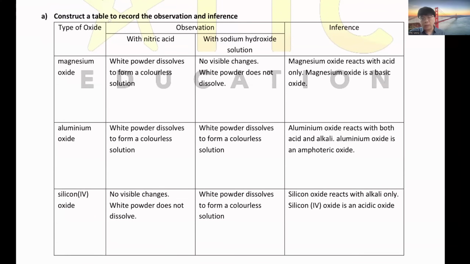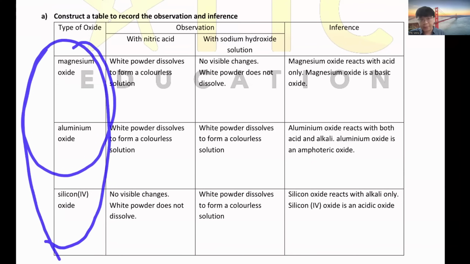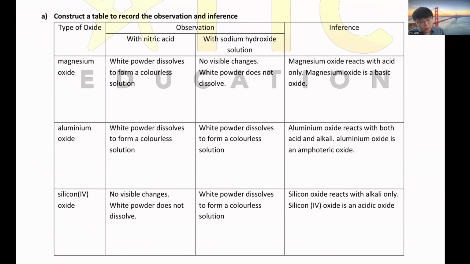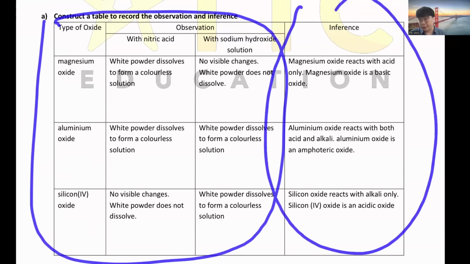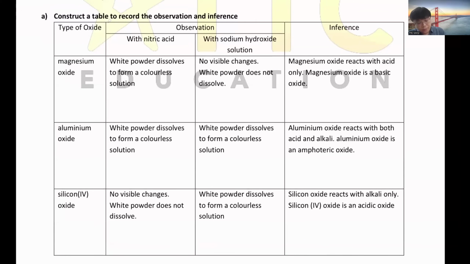Based on the question, there might be 2 chemicals or 3 chemicals given to you. Okay, so we discuss 3 chemicals. You have to refer to the question. If they ask for observation only, construct the table up to here. If they ask for inference, add this one as well. Nitric acid is an acid, sodium hydroxide is an alkali. Magnesium oxide is dissolved in one, and insoluble in the other.